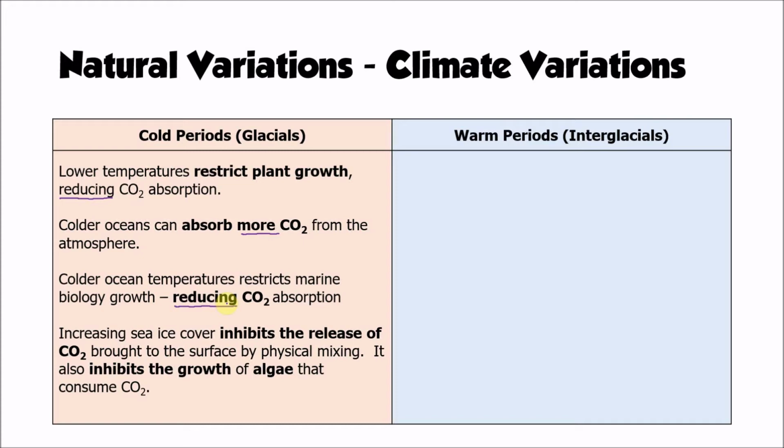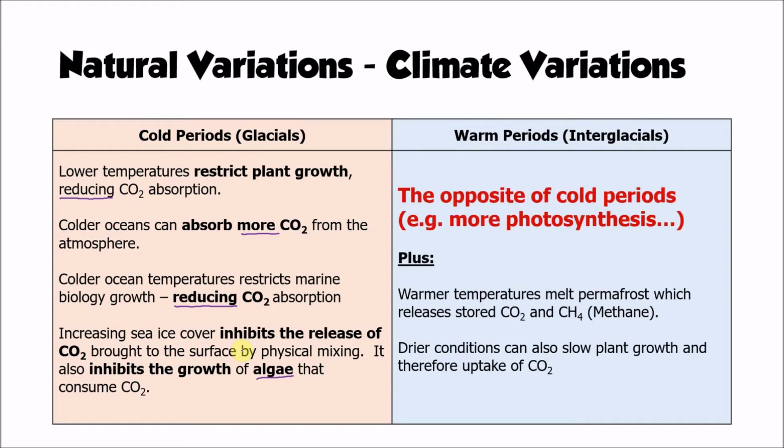The sea ice also prevents the growth of algae, which, as we've said before, is a photosynthesizing organism. So that algae and that plankton can't photosynthesize, and therefore it's going to absorb less carbon dioxide from the atmosphere. On the other hand, when temperatures are warmer, such as in an interglacial period, the opposite of those processes are going to happen. So, for example, warmer temperatures are going to encourage plant growth, and it will increase the amount of CO2 being absorbed.